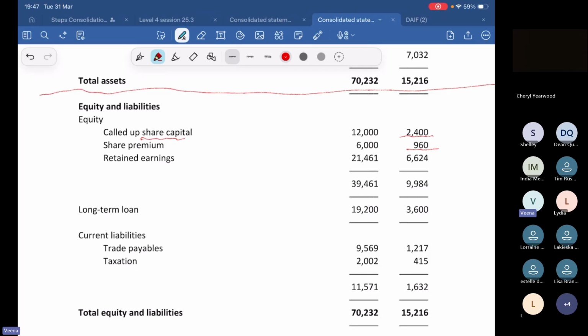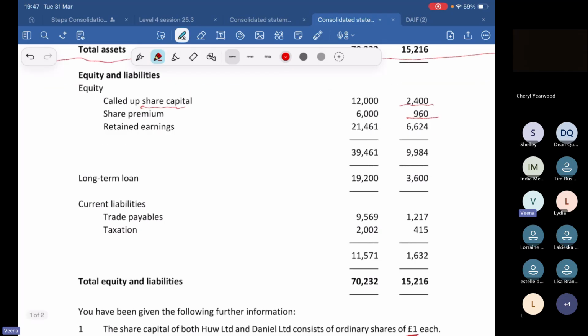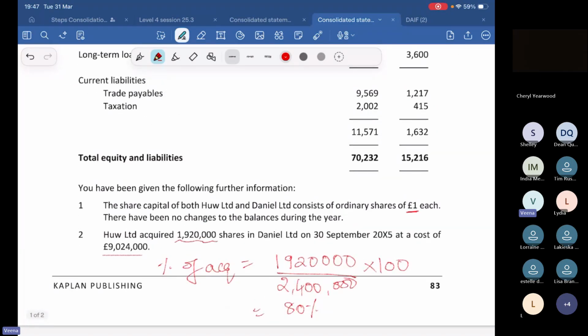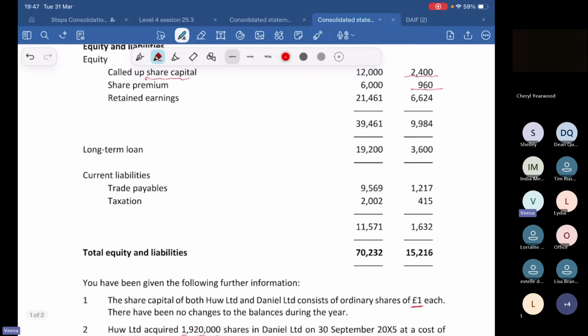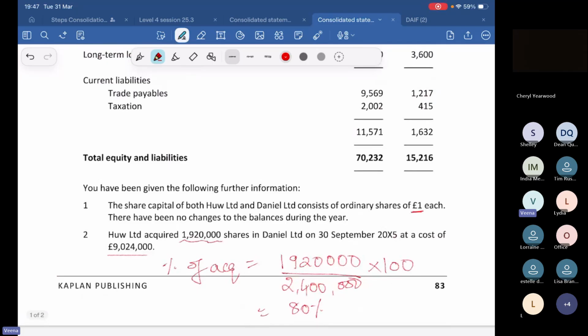The subsidiary company has 2,400. If I do a division percentage, I get 80%. That is my percentage of acquisition. The next step is calculation of the cost of acquisition. I have been told that for this 80% acquisition, they have paid 9,024,000, which I can also see here.